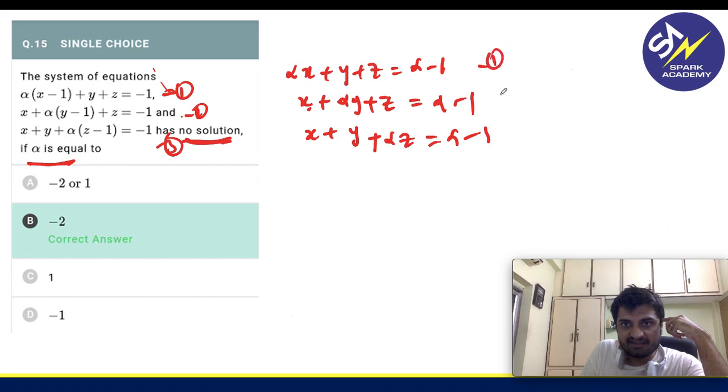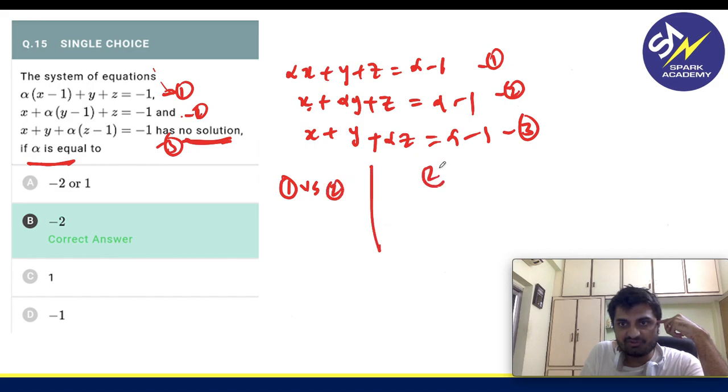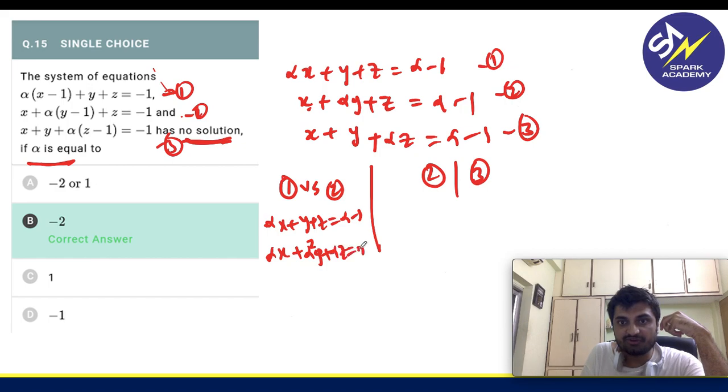So I'll take this as 1, this as 2, this as 3. I will use 1 versus 2, and I will also use 2 versus 3. So for 1 versus 2, alpha x plus y plus z equals alpha minus 1 you have, and the second I will multiply by alpha. So I'll get alpha x plus alpha square y plus alpha z equals alpha square minus alpha. Now you subtract.